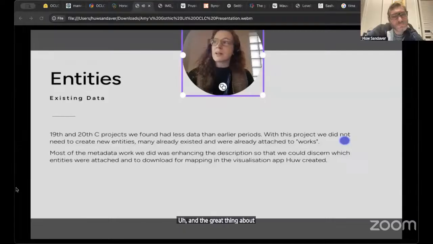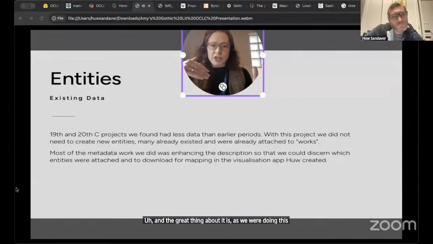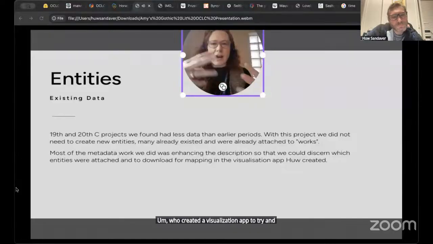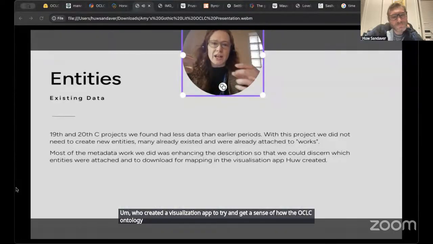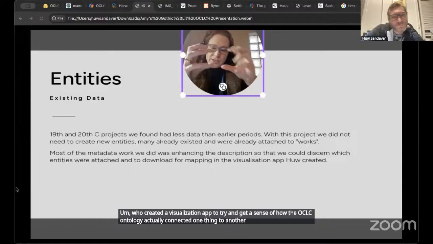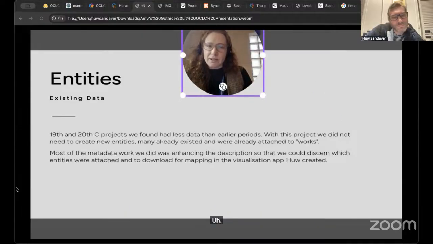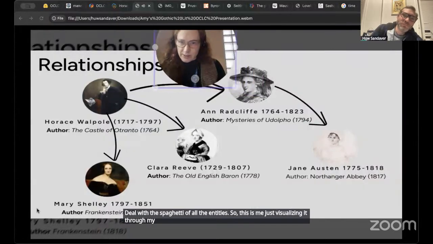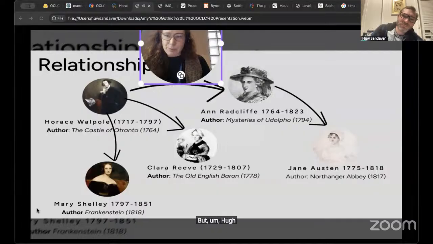And the great thing about it is, as we were doing this project, Hugh created a visualization app to try to get a sense of how the OCLC ontology actually connected one thing to another. And so he's done some GPS and other works to kind of deal with the spaghetti of all the entities. So this is me just visualizing it through my Adobe Express, but Hugh's done some more mapping of this connection.